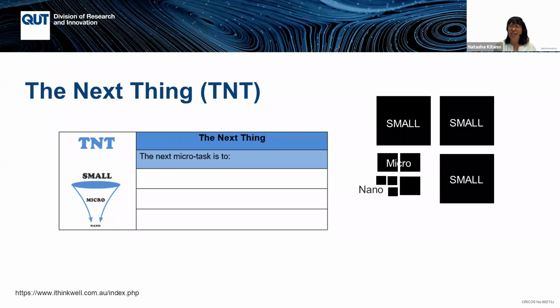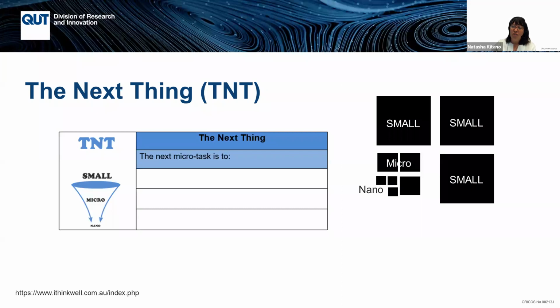As a research student, sometimes there's so much to read. Your data set is huge and you maybe don't know where to start. It can be really overwhelming. So what you need to not do is think about that long list. Just work on the next thing and focus on that TNT, the next thing.